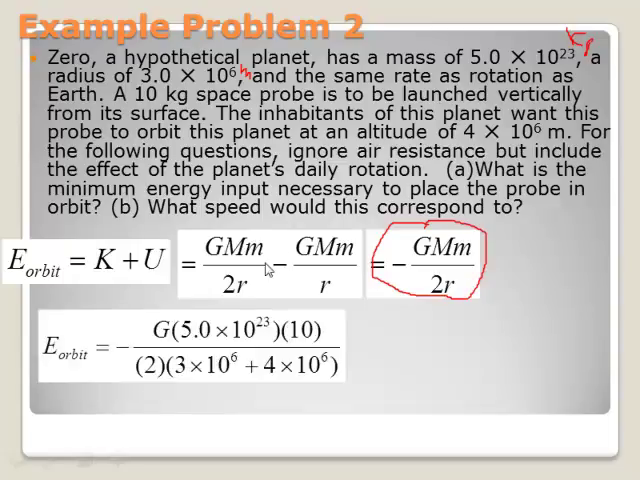So the energy of this probe in orbit will be equal to G times the mass of the planet times the mass of the probe divided by 2r. And r needs to be the radius of planet Zero plus the altitude that you wanted. So this will be the mechanical energy of the probe in orbit, this number right here. And since mechanical energy is conserved, we need to make sure we find both the potential and the kinetic energy of the probe when it's on Zero's surface.